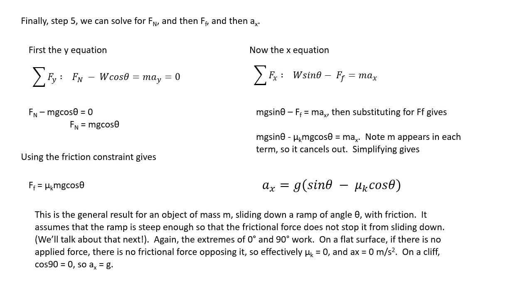Again, if I put in the extreme values of 0 degrees and 90 degrees, they do work. On a flat surface, if there is no applied force, then there is no frictional force opposing it. That effectively makes mu sub k 0, so that makes my a sub x to be 0 meters per second squared again. An object sitting on a flat surface, even if it is rough, isn't going to move. On a cliff, if I make it 90 degrees, cosine of 90 is 0, so then a sub x, in this case the downward direction, is going to be equal to g.